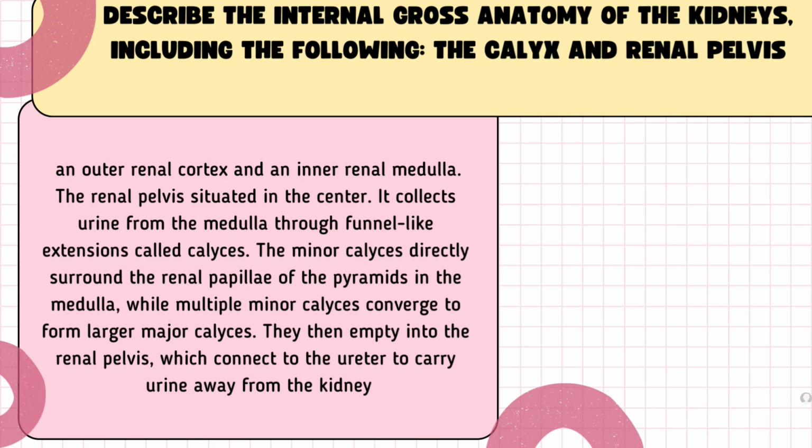So calyx, this is going to be like a cup-shaped structure that surrounds the renal papilla of each medullary pyramid. It also collects urine directly from the collecting ducts. And then the renal pelvis, this is going to be a funnel-shaped cavity within the kidney where urine is collected from the major calyces before being transported to the ureter. And this is going to be located in the renal sinus and in the cavity within the kidney.